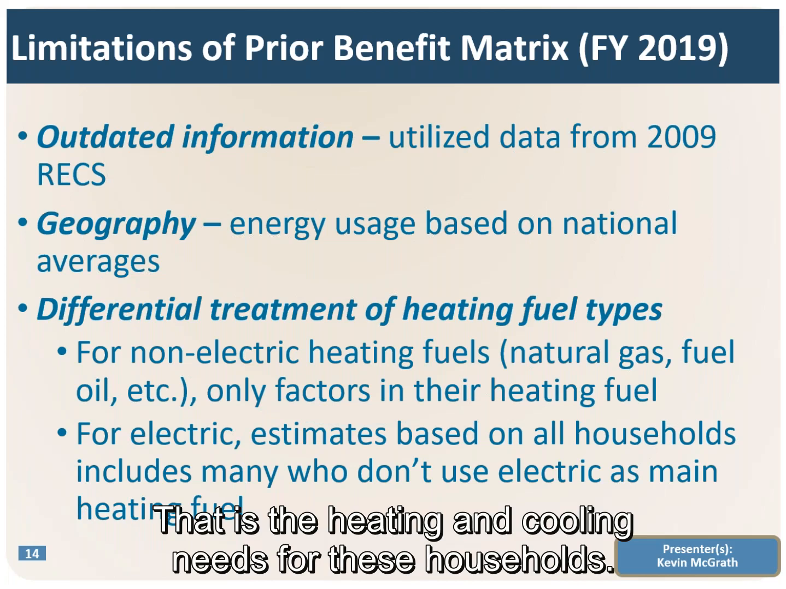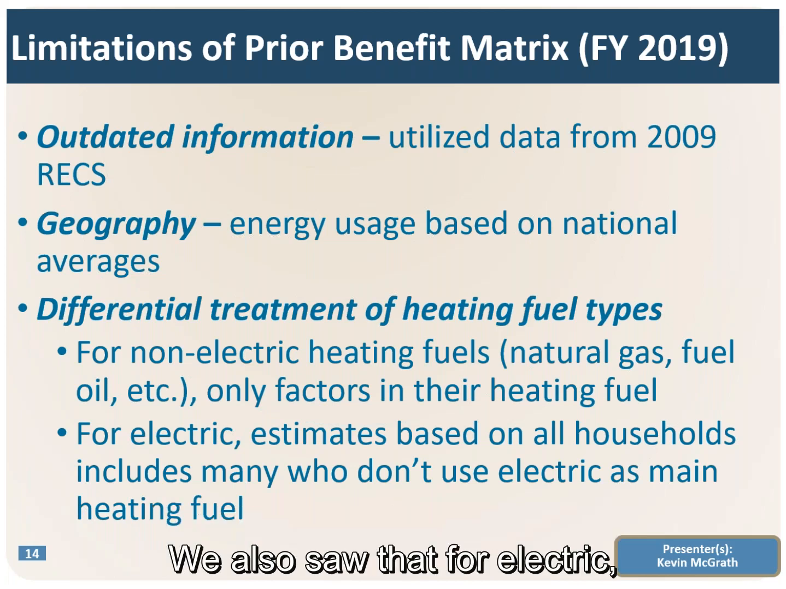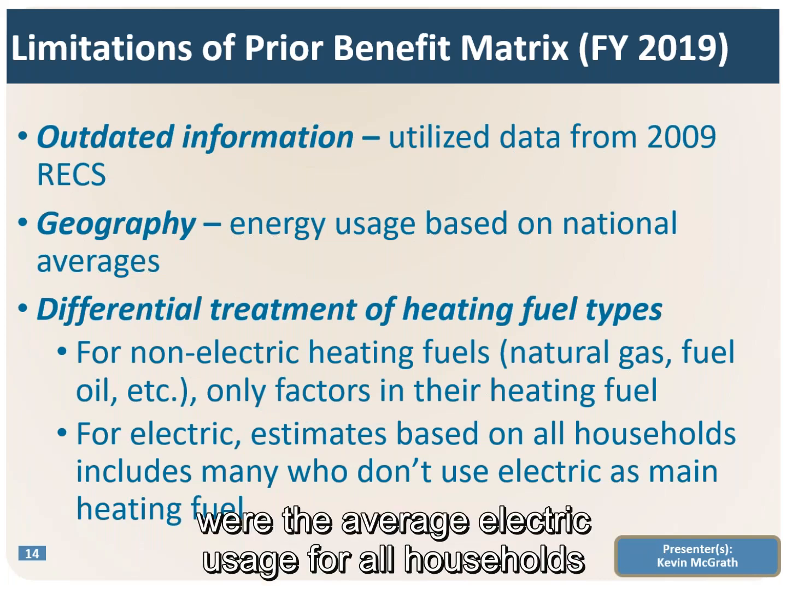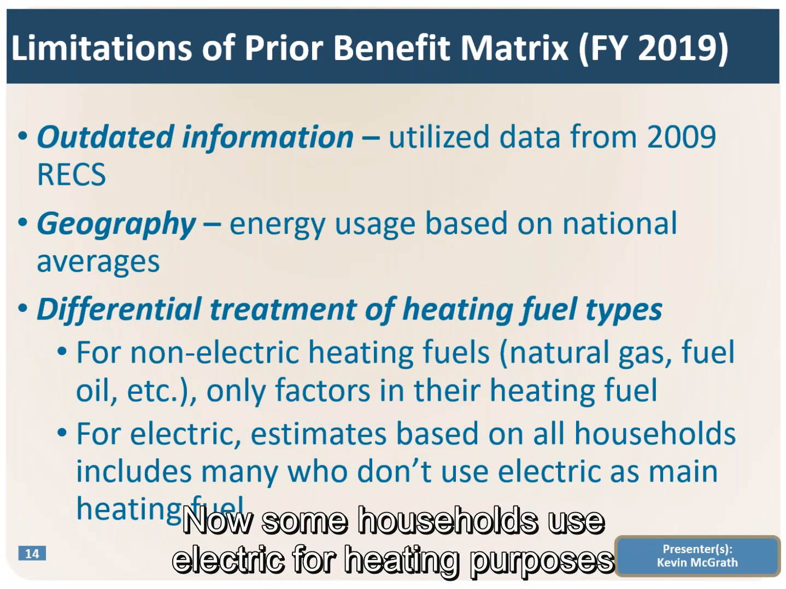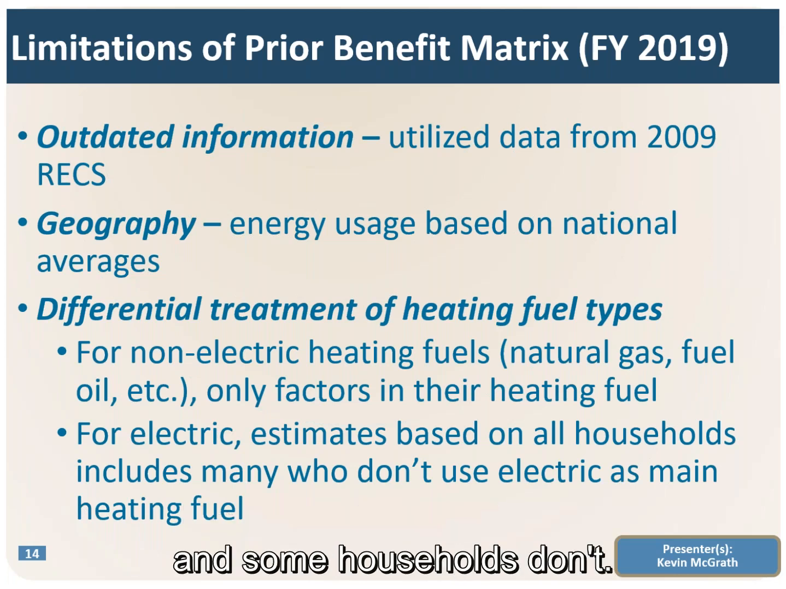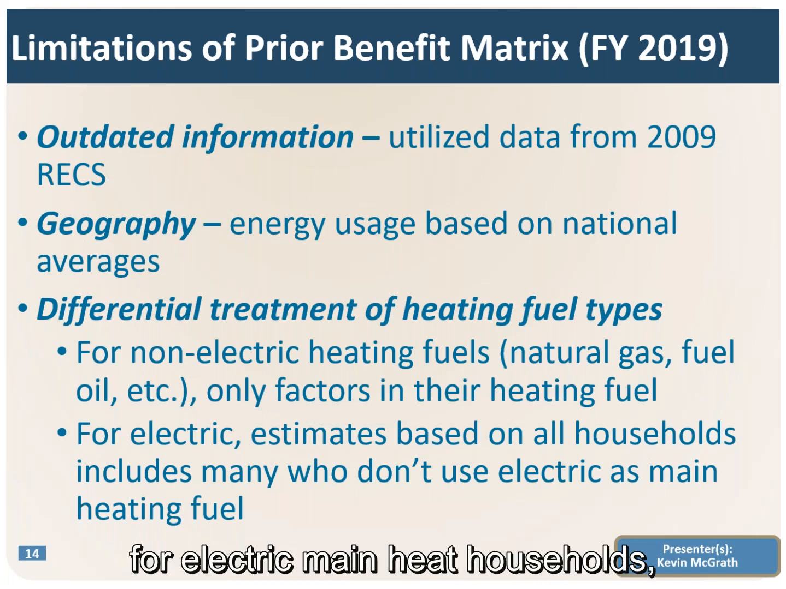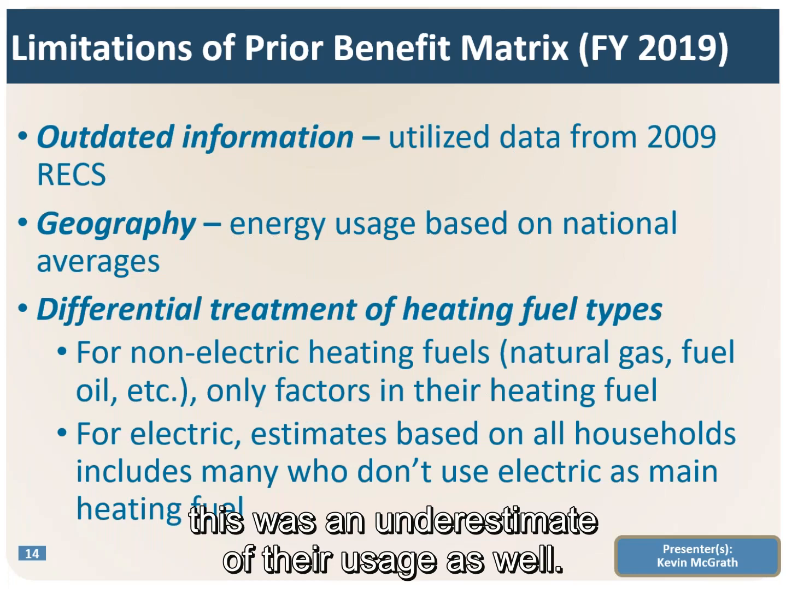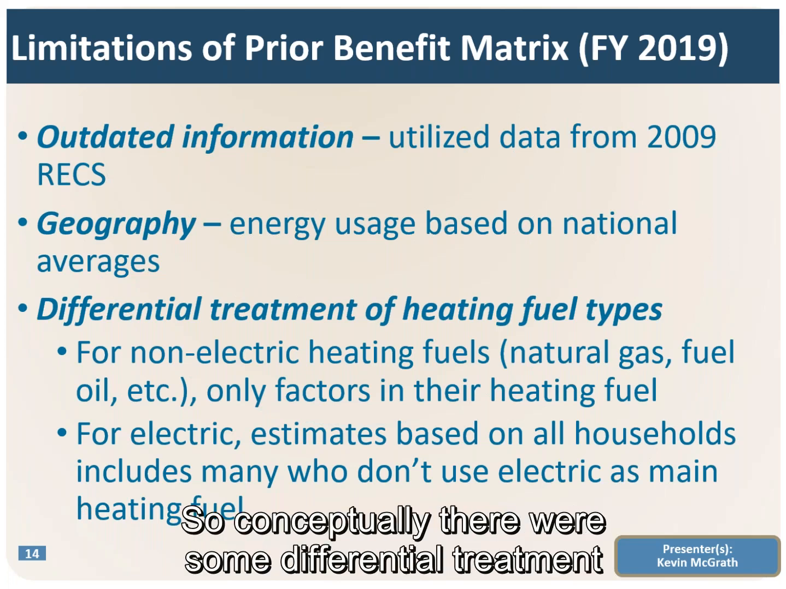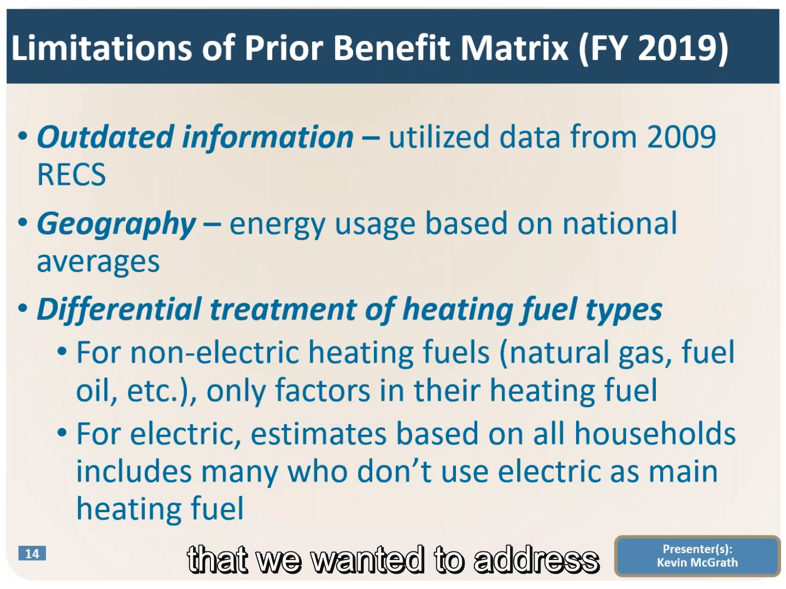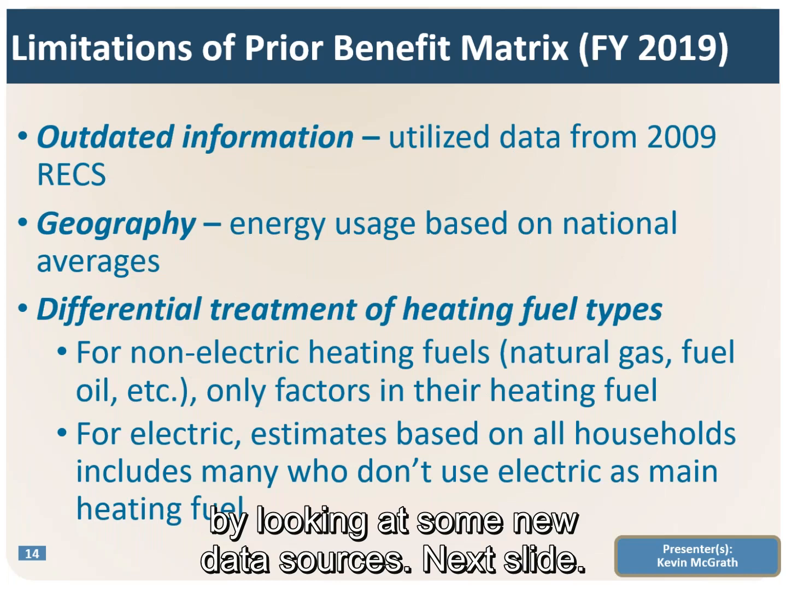these households. We also saw that for electric, the estimates that were being used were the average electric usage for all households who use electric. Now, some households use electric for heating purposes and some households don't. So using electric estimates for electric main heat households was an underestimate of their usage as well. So conceptually, there was some differential treatment of the heating fuel types that we wanted to address by looking at some new data sources. Next slide.